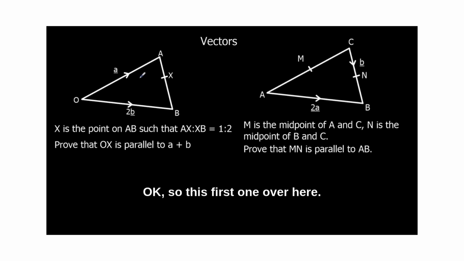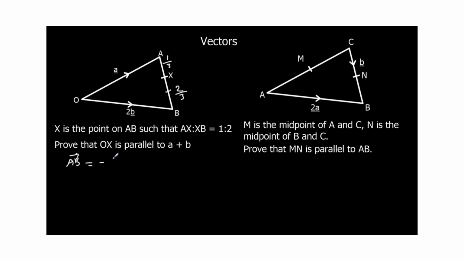Okay, so this first one over here. AX to XB is 1 part to 2 parts. So that means AX is 1/3 of the total, and X to B is 2/3. We need to go from O to X. So firstly we need to know A to B. A to B is minus an A, and then plus 2B.